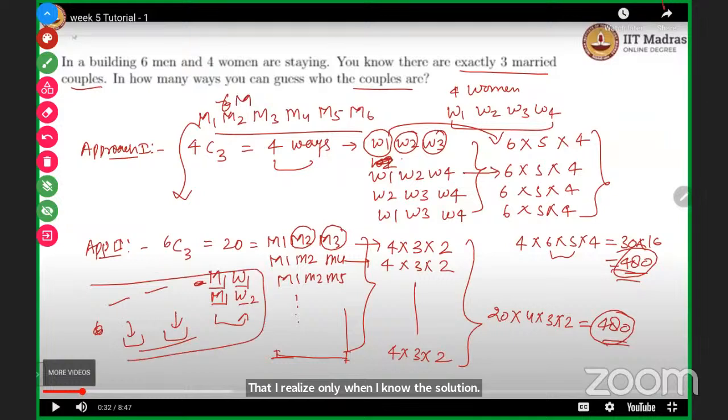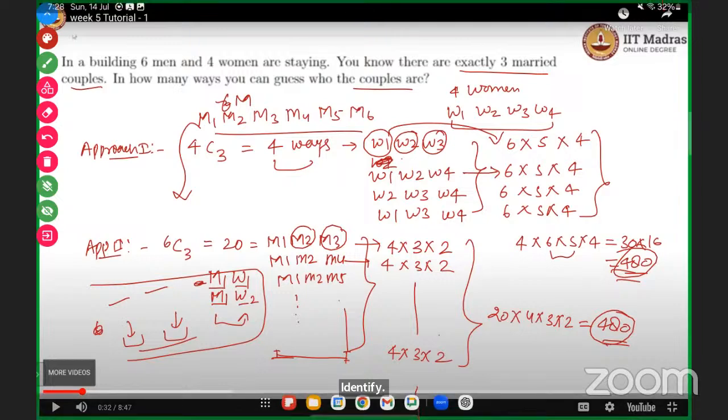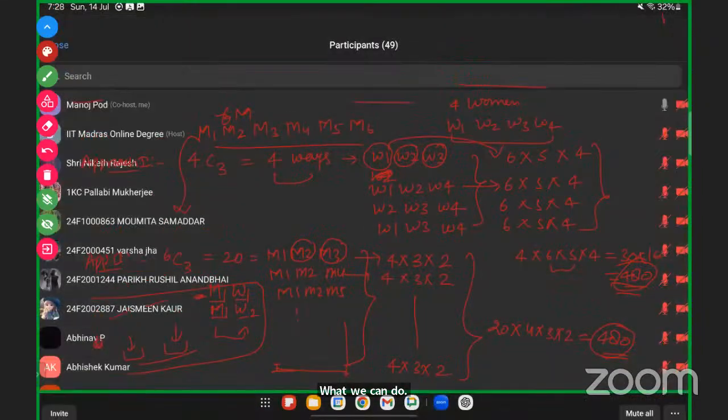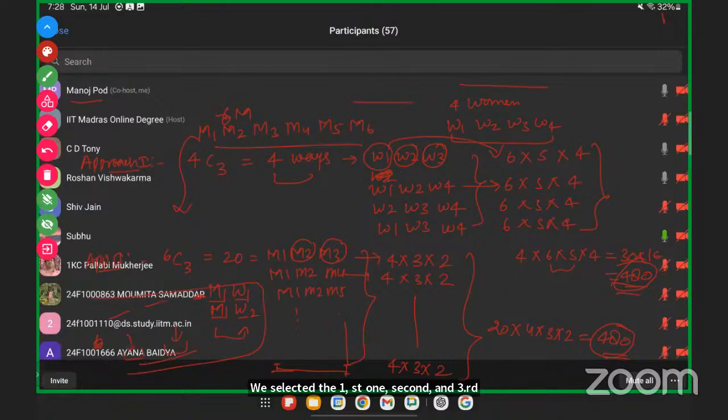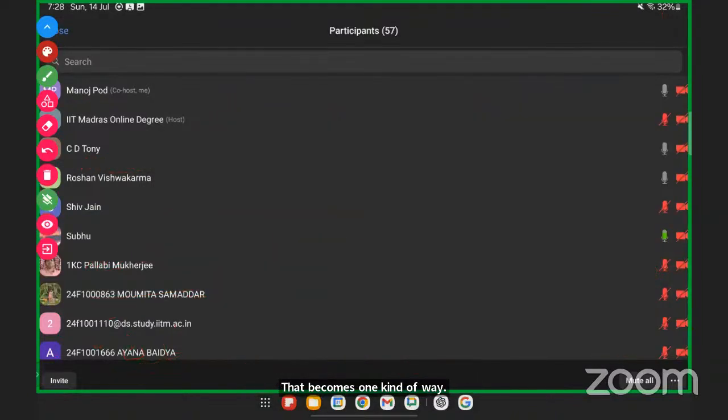Yeah, I think I get it. You said something like a total of 24 pairs, right? What I was saying is, from those 24 pairs, we have to select 3 pairs. So we can select the first, second and third, that becomes one kind of way. But you can also select the fourth pair, the fifth pair, the sixth pair, and so on. We can create more selections.